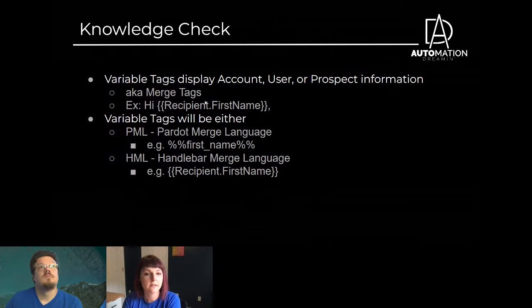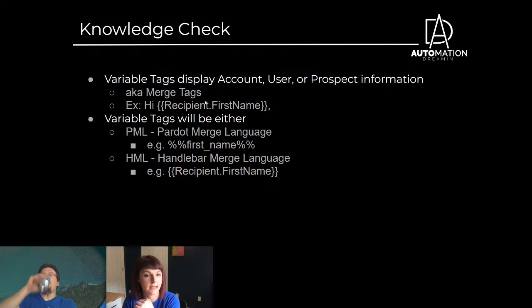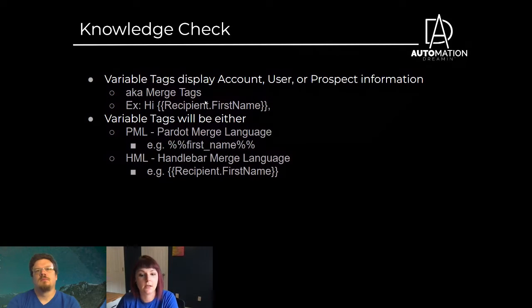Variable tags are also known as merge tags. Those are a way to display account, user, or prospect information in your marketing materials. So you could say, "Hi, first name," and insert your prospect's first name. And variable tags will either be PML, which start with %%, or HML, which starts with curly brackets, depending on your Pardot instance and which one you are using.